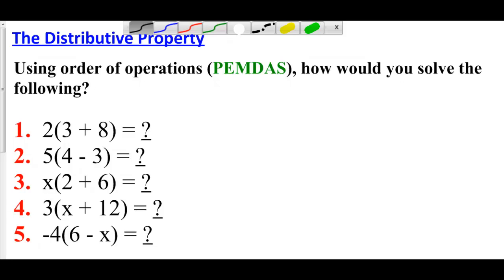Okay, in this video we're talking about different things to work with terms: combining like terms and distributing. We'll get through the first part, distributing, first.